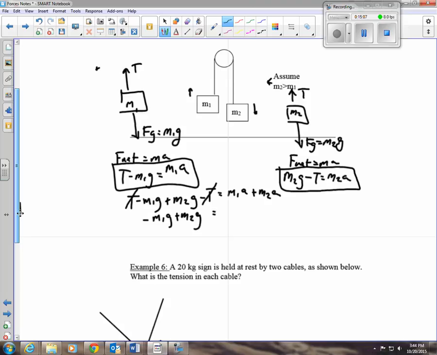So what I'm going to do on this side is I'm going to factor out the A. And then to get the A by itself, I would just divide by that. So then A is going to equal minus M1G plus M2G over M1 plus M2. That is my final answer.